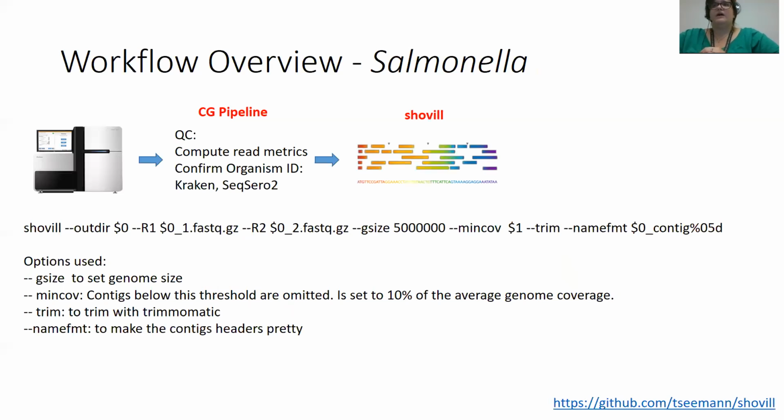Next we assemble with Shovill, and Shovill is a quicker version of SPAdes. We think it's really great and have had a great experience with it. The options that we use are below, and you can see we set the genome size and the minimum coverage, so contigs below that threshold are omitted, and as I mentioned previously, we omit things that are 10% of the average genome coverage. We use the trim option with Trimmomatic and the name format option to make the contig headers pretty.